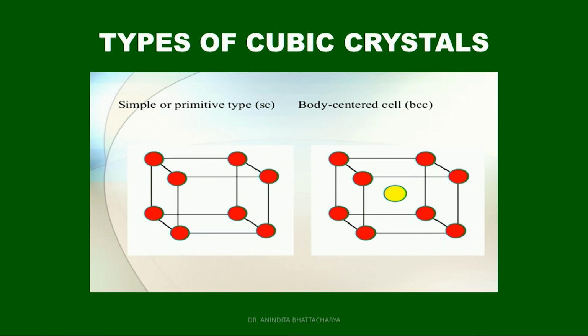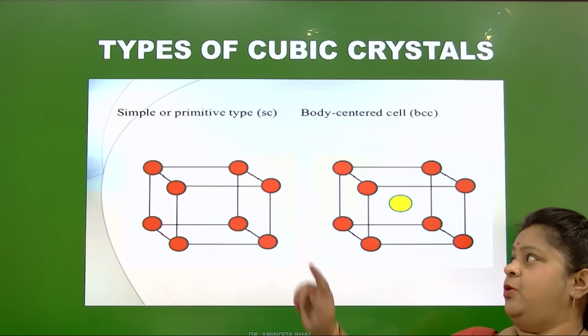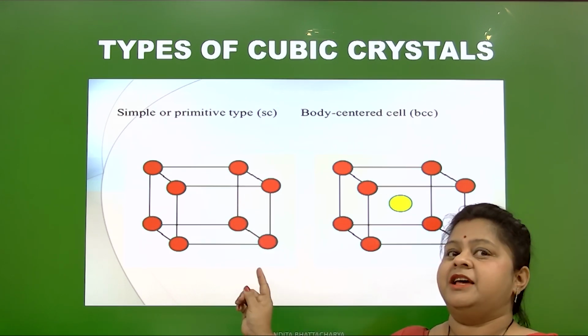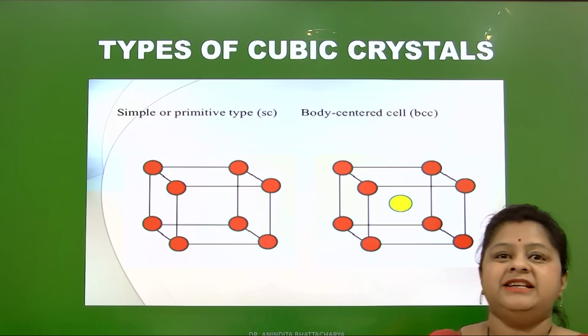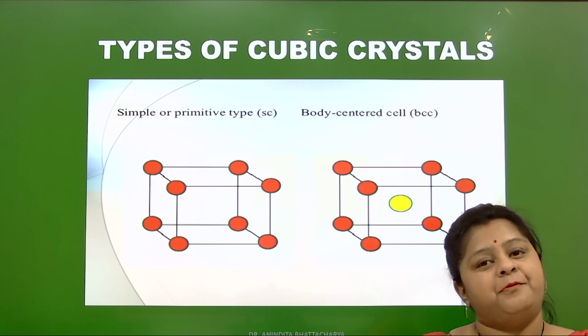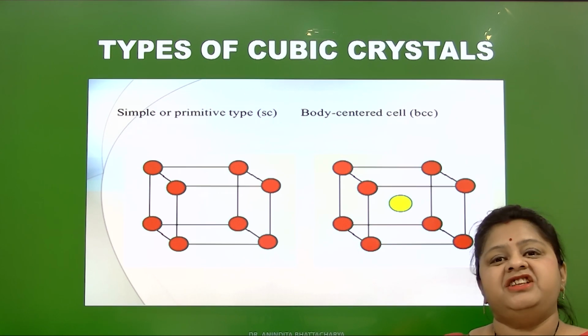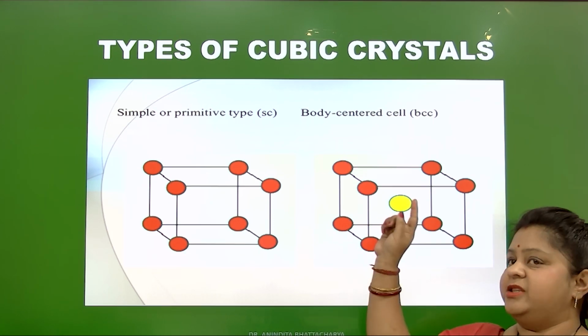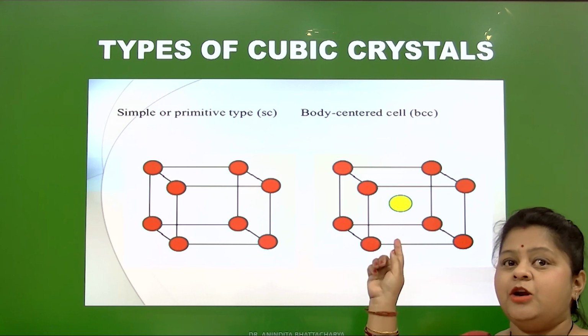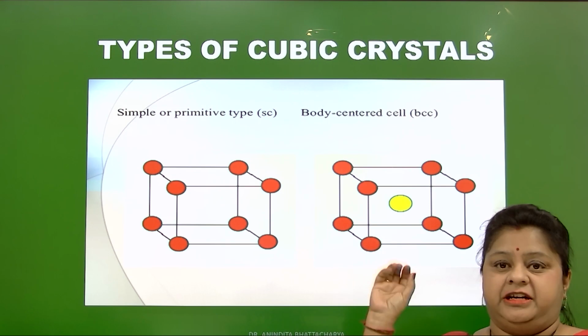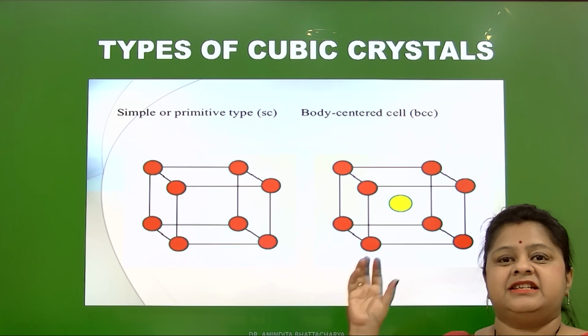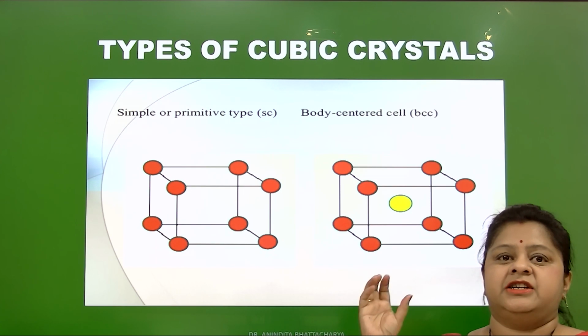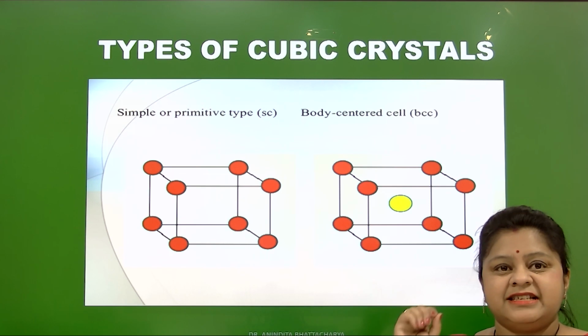They are the simple or primitive type, in which the atoms are only on the corners, whereas in body centered we have cubic crystals in which atoms are on the corners, as well as that yellow one which is in the center of the body. It is just at the center of the unit cell.